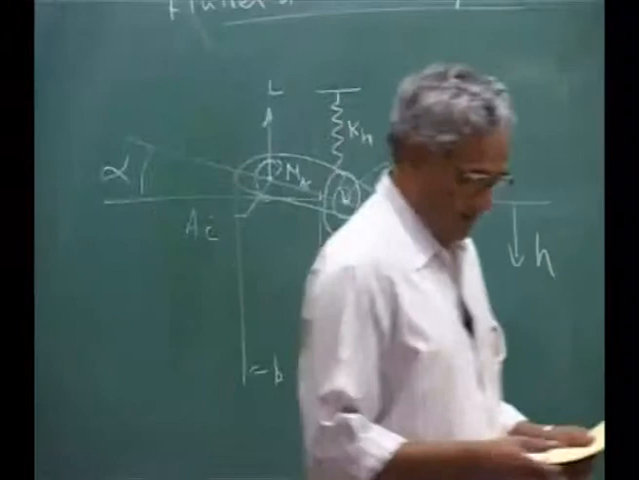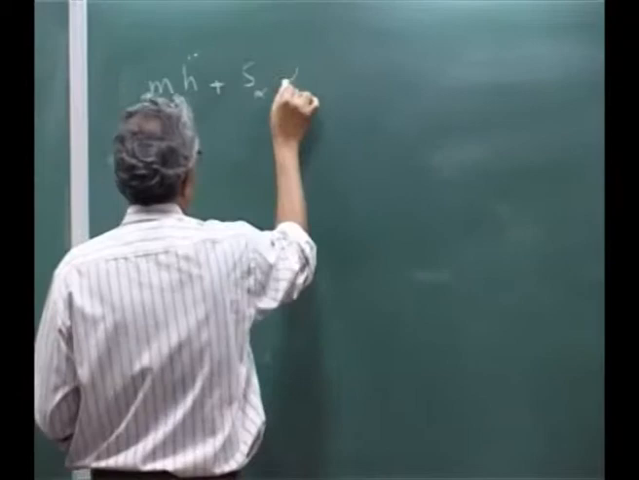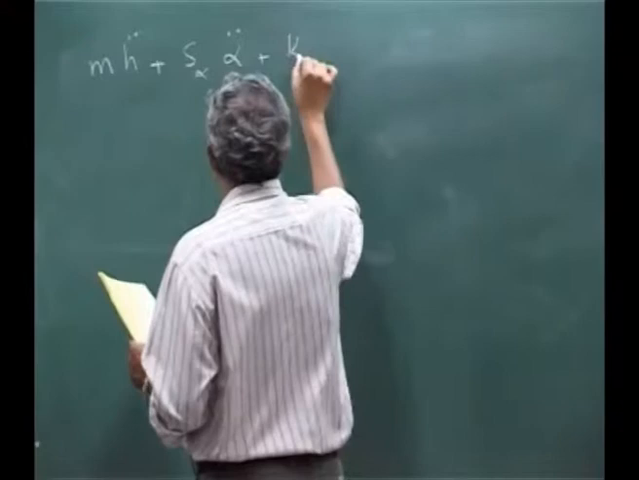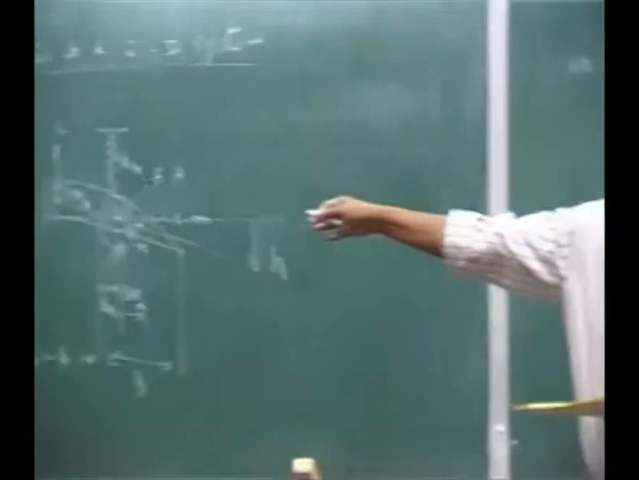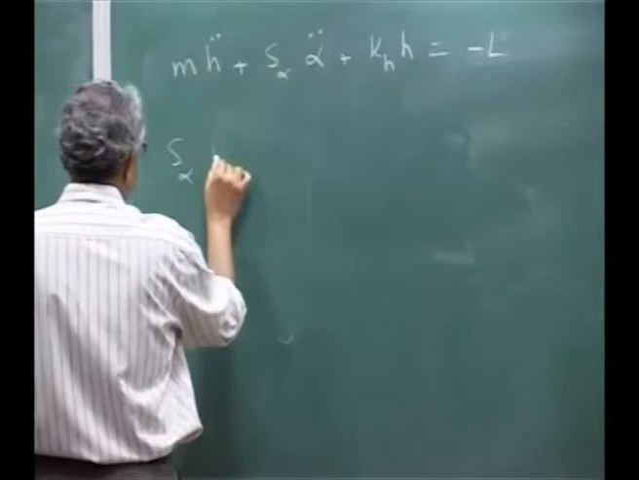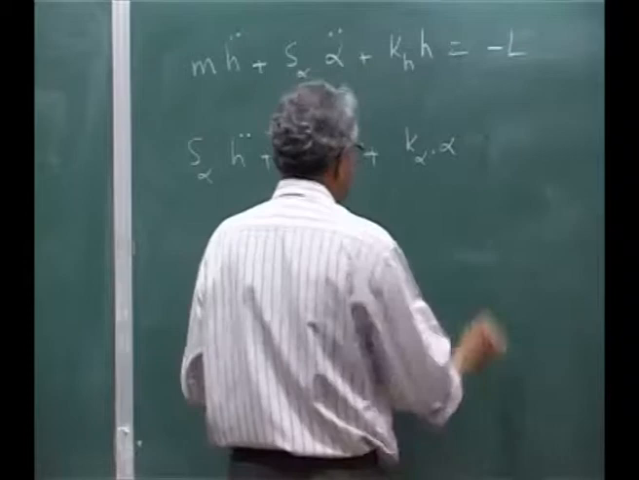Okay. Now we have derived the equation of motion earlier, so I will directly write that equation. This is m h double dot plus S alpha alpha double dot plus kh h equals my lift, which is minus L, because lift is upwards. Okay, this equation we have derived earlier, so I am not going to sit and derive it again. Then S alpha h double dot plus I alpha alpha double dot plus K alpha alpha equals the moment M aerodynamic, sorry, M AC.